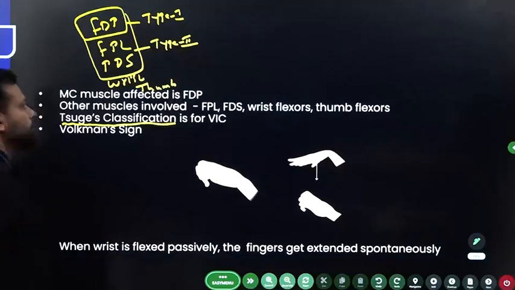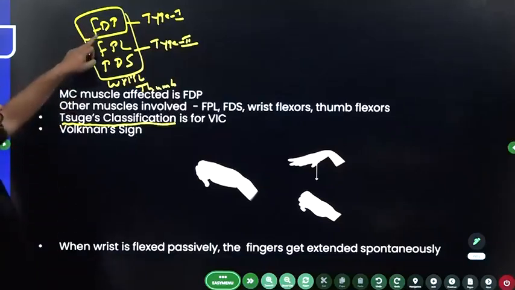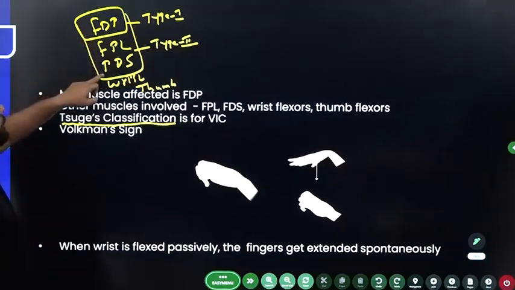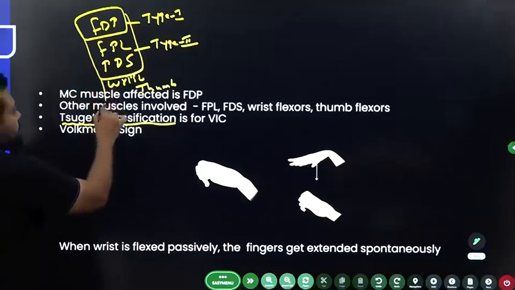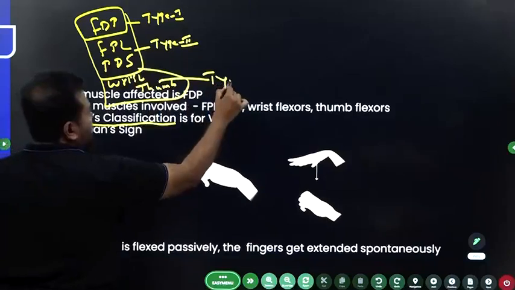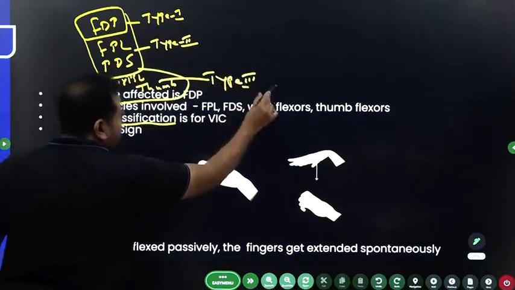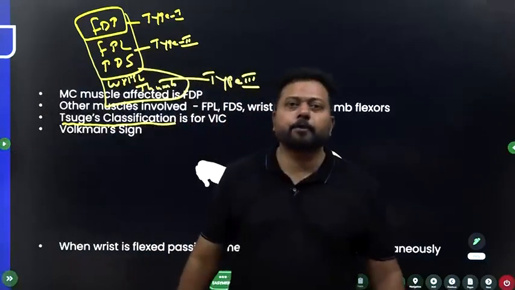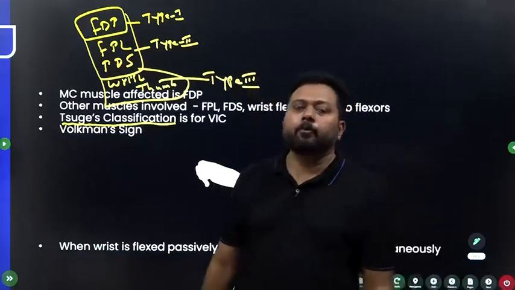Sugé's type 2. If it involves flexor digitorum profundus, flexor pollicis longus, flexor digitorum superficialis plus wrist flexors and thumb flexors, this is called type 3. So, how many types of Sugé's are there? Sugé's classification: type 1, type 2, type 3.